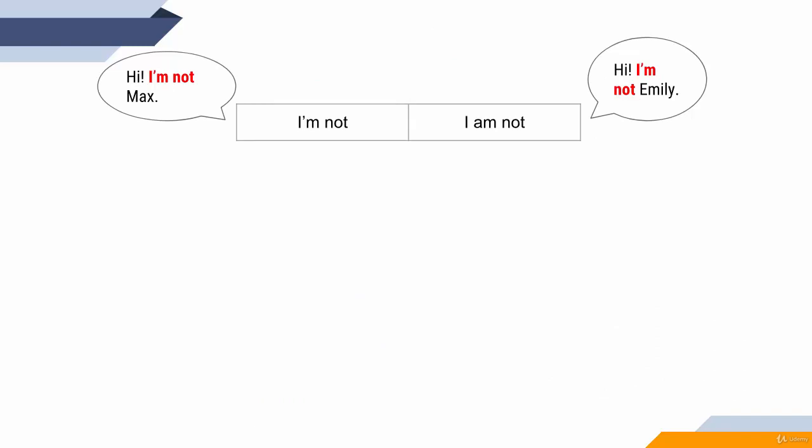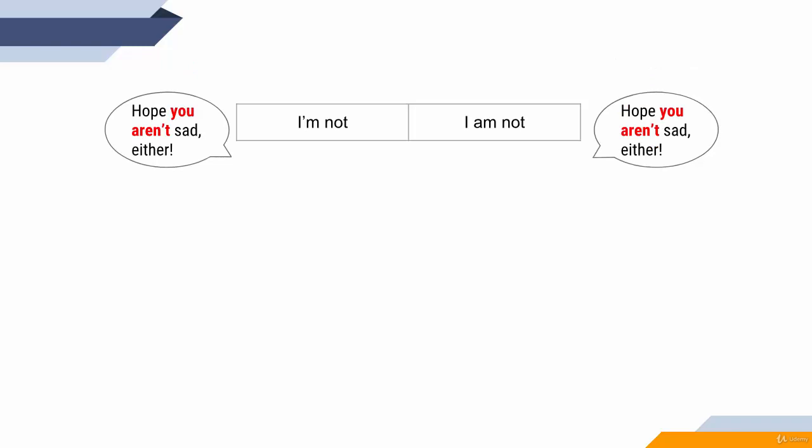So let's look at it again, the short and the long form. You know that in English, they prefer short forms when they speak in spoken English. In formal English, if you write a letter or something, it's different. But in spoken English, they prefer really short forms. So, I'm not, or I am not. You aren't, or you are not. Hope you aren't sad. Hope you are not sad.